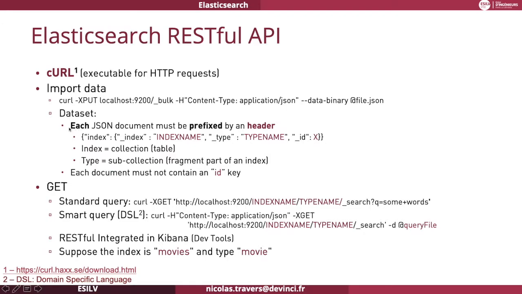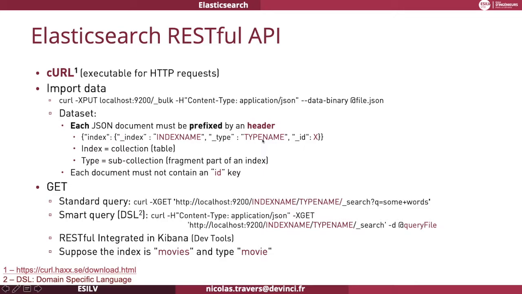And for this, you need to prefix each JSON document directly with a header. This header must be done in this kind of way. You have the index and the name of your index, so you specify the name here, and the type. According to that, the index name is a collection. It's a kind of table in a relational database, and the type itself is a sub-collection.